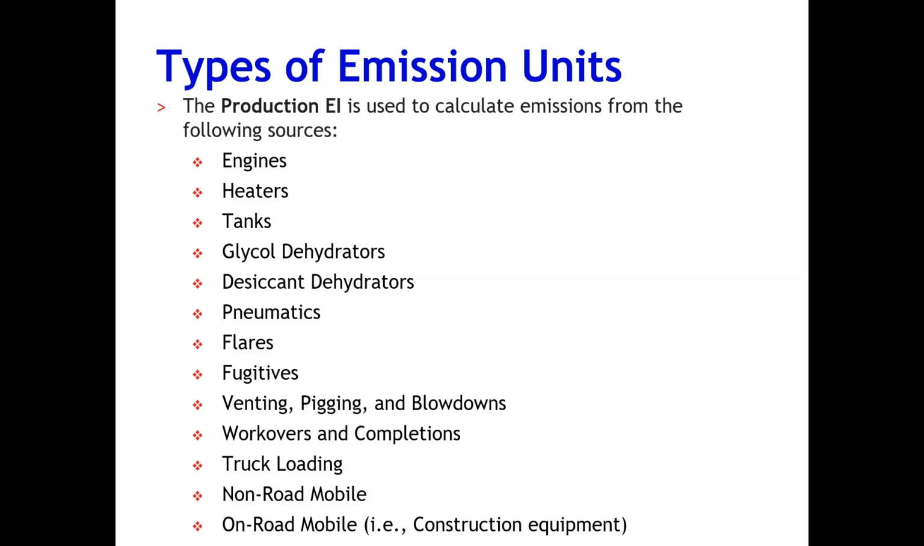So the production EI is used to calculate emissions from the following sources. We have engines, heaters, tanks, glycol dehydrators, desiccant dehydrators, pneumatics, flares, fugitives, venting, pigging, and blowdowns, workovers and completions, truck loading, non-road mobile, and on-road mobile. And we'll go into further detail on those in a minute.